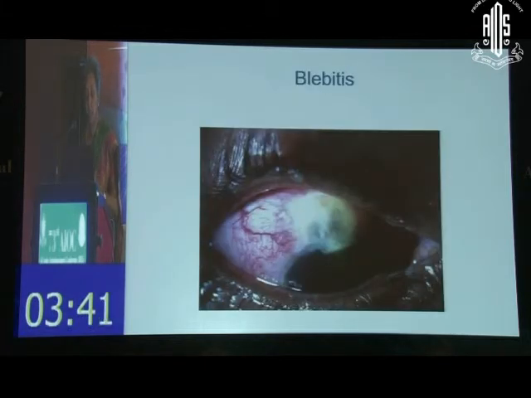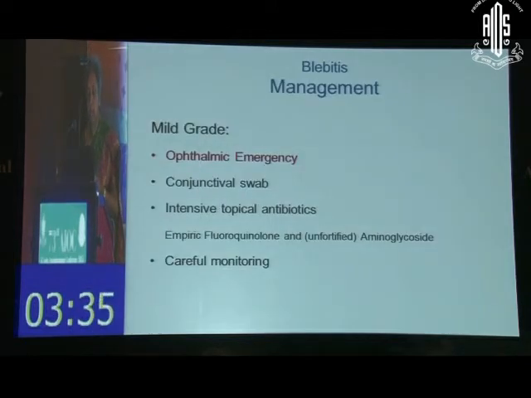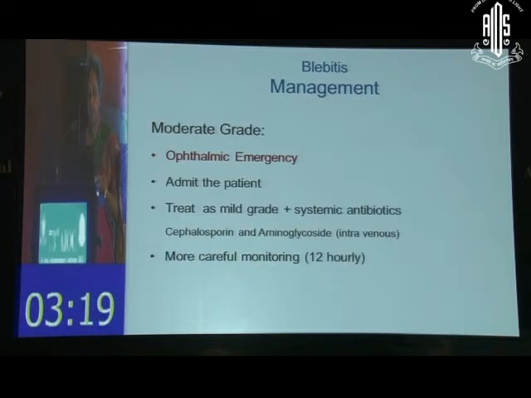And this is how the blebitis will look. You can see the yellow coloration of the bleb. And mild, how do you manage? It is an ophthalmic emergency. You should take a conjunctival swab, start the intensive topical antibiotics, and careful monitoring. We may have to see them 2 times a day. We should not hesitate, and almost every day.